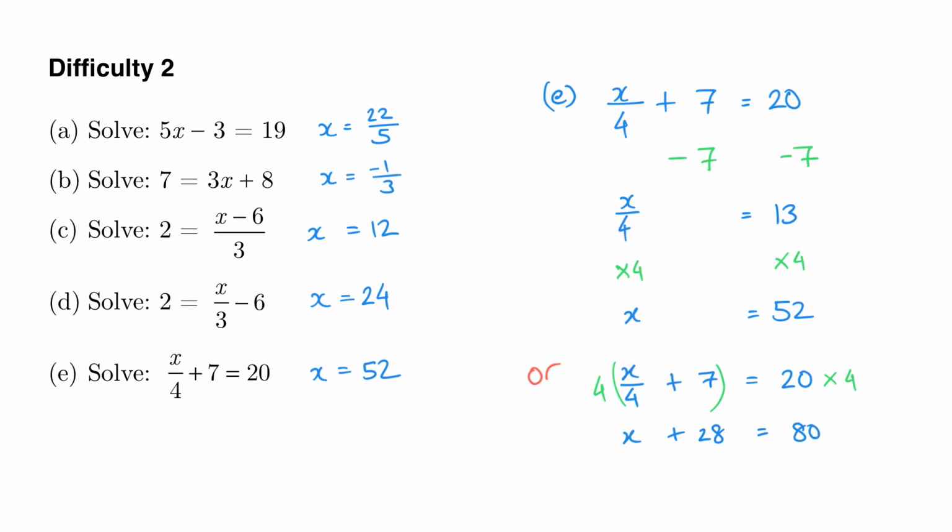And now we could subtract 28 off the left-hand side. That means we'd have to subtract 28 off the right-hand side. And that would leave me with x on the left and 52 on the right. So we get the same answer as we did before.